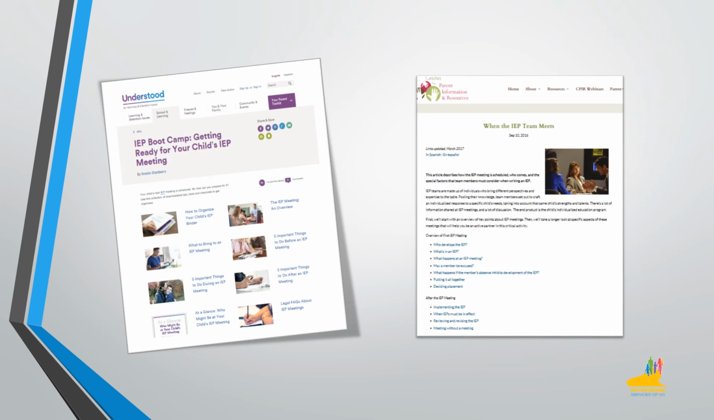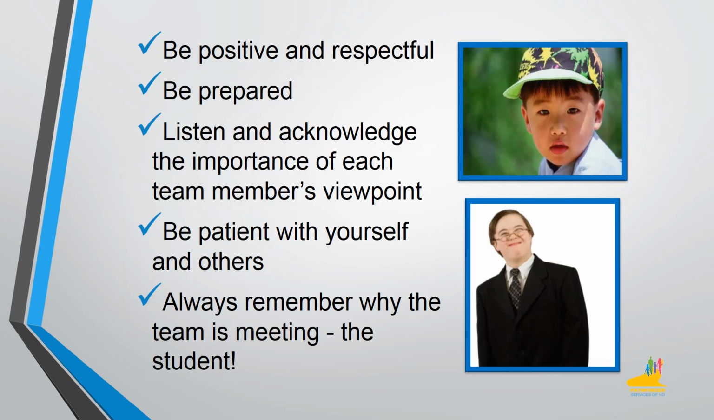There are also organizations such as Understood and the Center for Parent Information and Resources, CPIR, that provide an assortment of publications relating to building partnerships and the IEP planning process. As you review these resources, several common communication skills are mentioned that, when practiced, can lead to a productive partnership between team members. Some of the communication skills include: be positive and respectful, be prepared, listen and acknowledge the importance of each team member's viewpoint, be patient with yourself and others, and always remember why the team is meeting: the student.